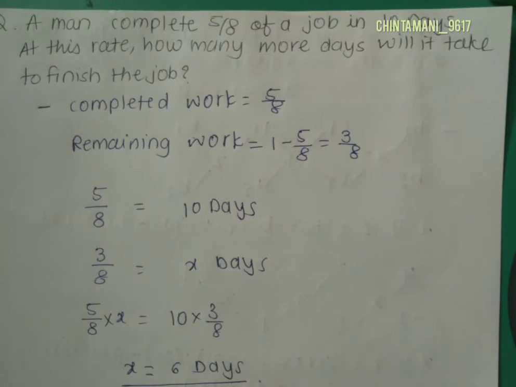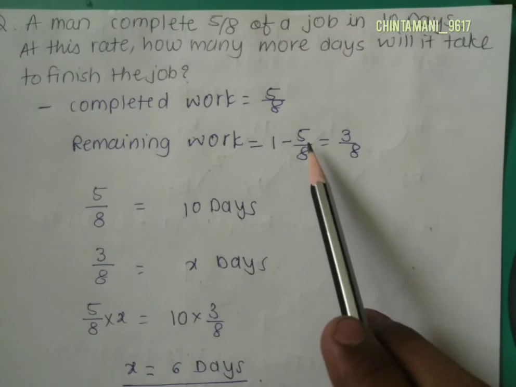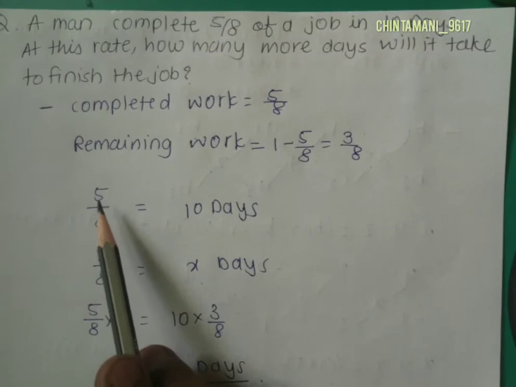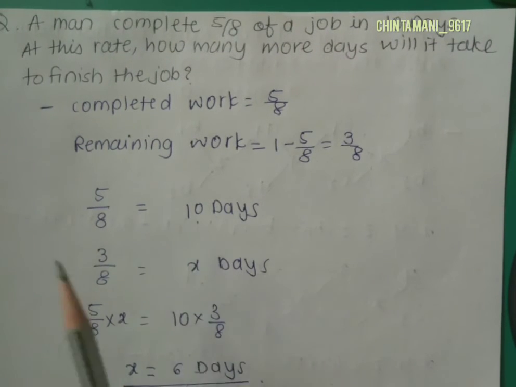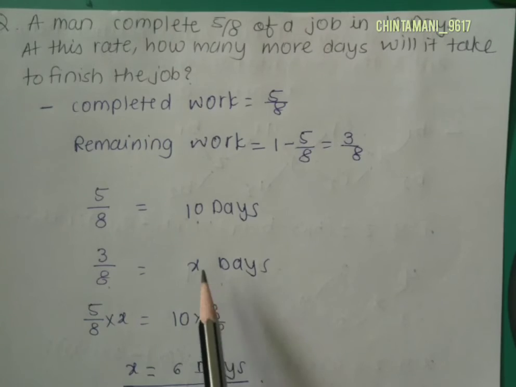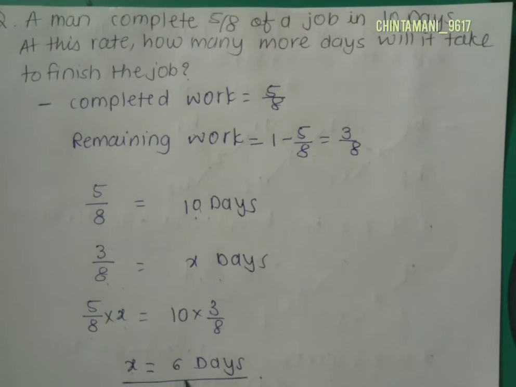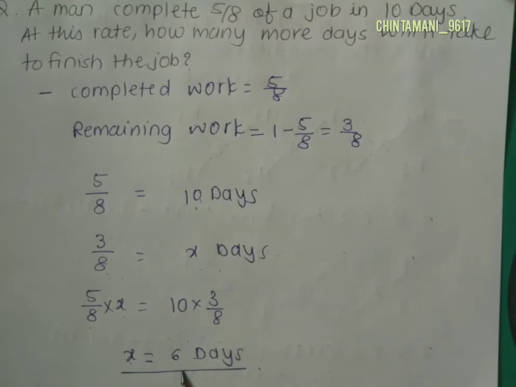So the completed work is 5 by 8. The remaining work is, suppose we take 1 unit, so the remaining work will be 1 minus 5 by 8, that is equal to 3 by 8. So he is completing 5 by 8 of the job in 10 days and 3 by 8 of the job in x days. Just cross multiplying, that is a ratio, 5 by 8 into x is equal to 10 into 3 by 8. x is equal to 6 days after the calculation. That means the man will complete the remaining job in 6 days.